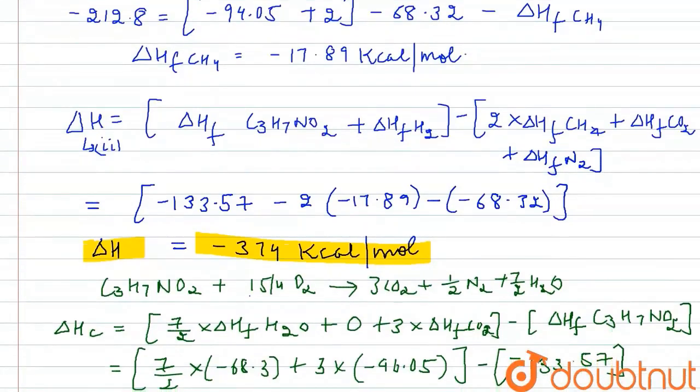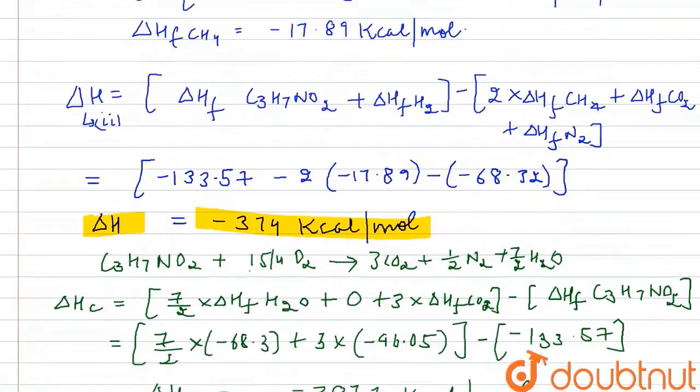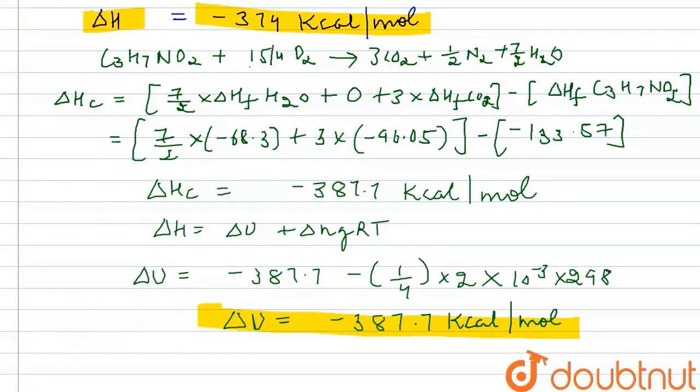Upon solving this, how much will we get here? We will get it equal to minus 387, and the decimal value will be around 0.7 kcal per mole. So this is your delta U for the reaction. This is your answer to the question.